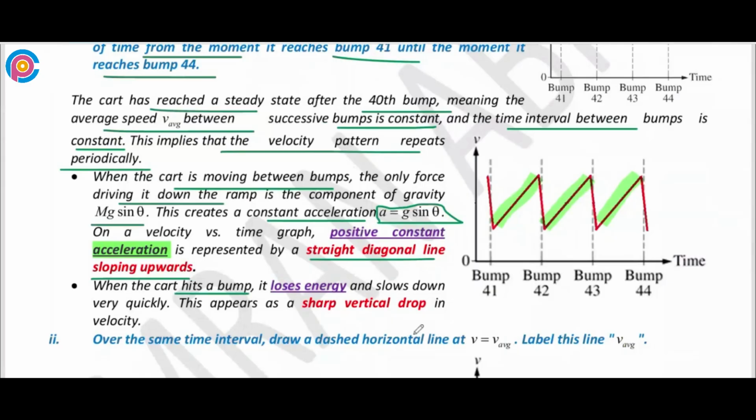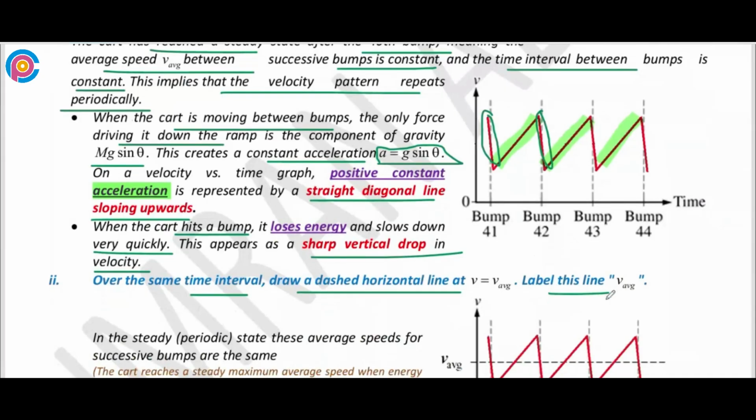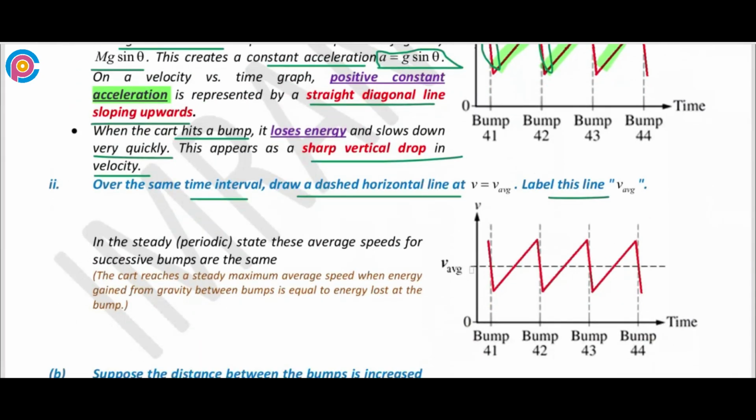When the cart hits a bump, it loses energy and slows down very quickly. This part represents the loss of energy: a sharp vertical drop in velocity. That's the representation of the curve. Over the same interval, draw a dashed horizontal line and label it V average. In the steady periodic state, the average speeds between successive bumps are the same. The cart reaches maximum average speed when the energy gained from gravity between the bumps is equal to the energy lost at the bump. That's the physical meaning in terms of energy.